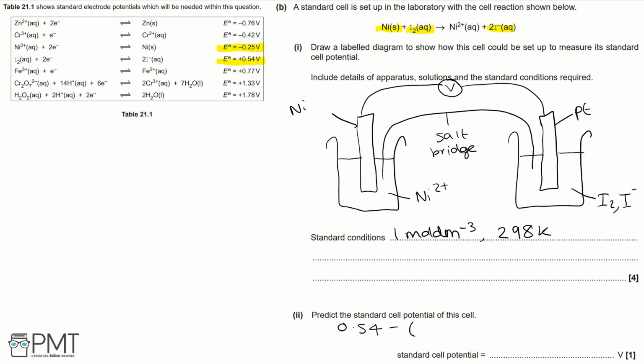minus the most negative, so minus 0.25. That would give us a standard cell potential of 0.79 volts, which we can write on our answer line. To get the mark for this question, you need to have the correct standard cell potential.